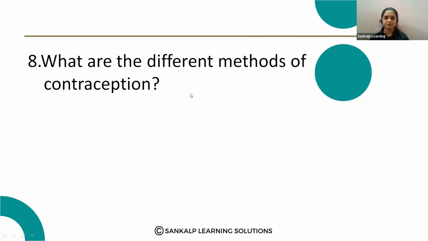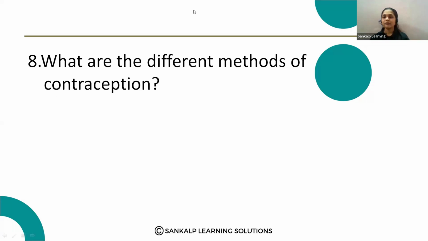Next question. What are the different methods of contraception? What are the different methods of contraception? So what is the meaning of contraception? It prevents pregnancy, right? So these are the methods that are used to prevent pregnancy. Very important question. What are the different methods of contraception?